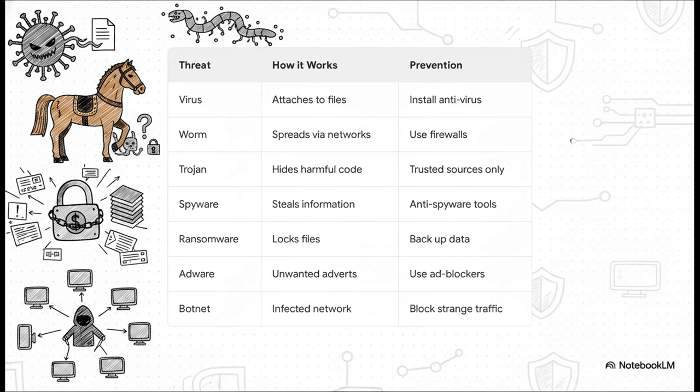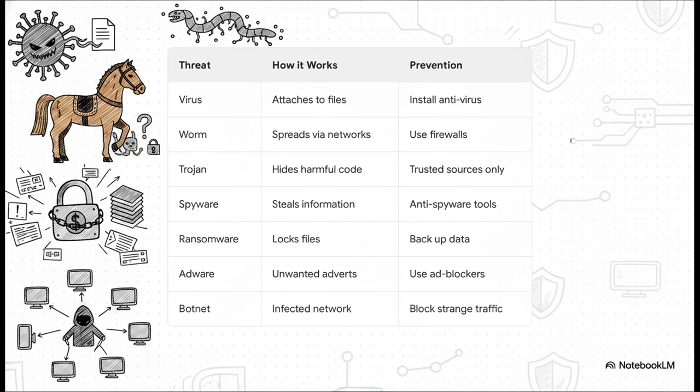Next is the worm. This guy is sneaky. It spreads across networks totally on its own, no user action needed. The fix? Firewalls, limiting network sharing, and regular software patches. Then there's the Trojan. It disguises itself as safe software but hides harmful code inside. The golden rule here is to only download from trusted sources and scan files first.